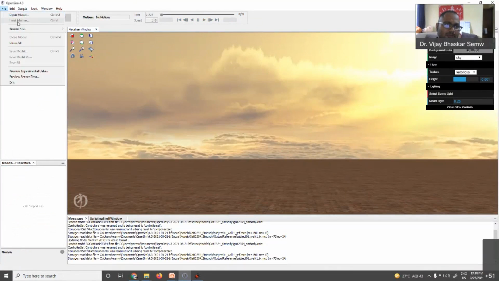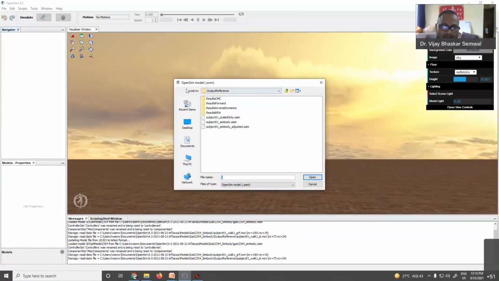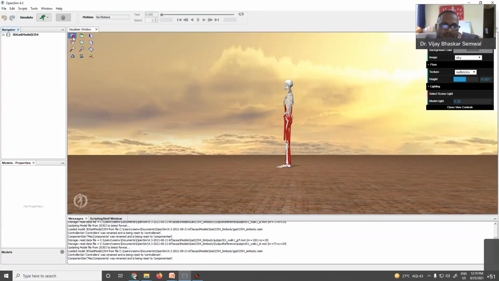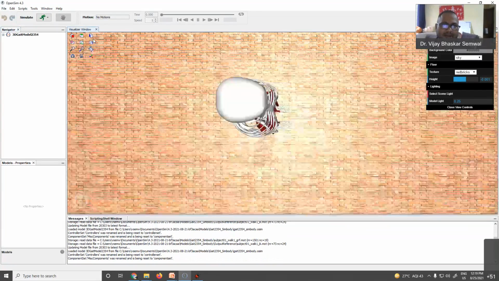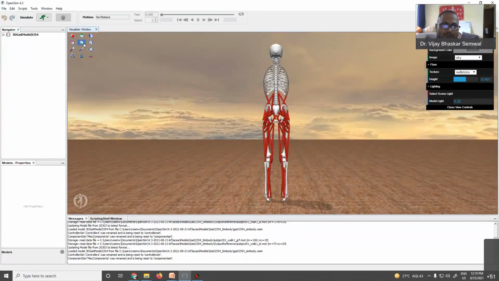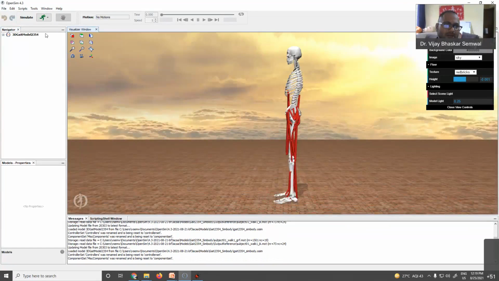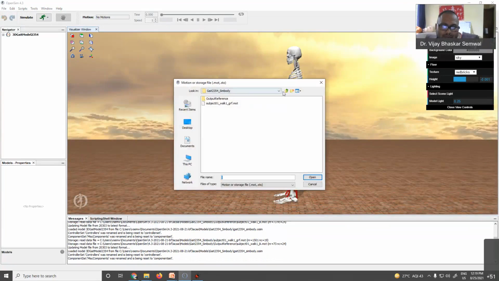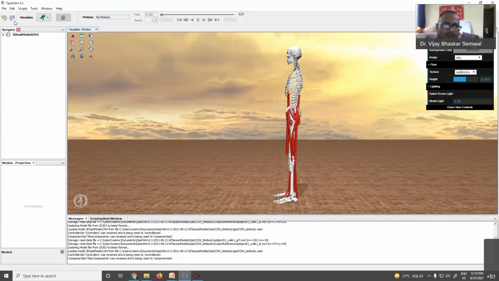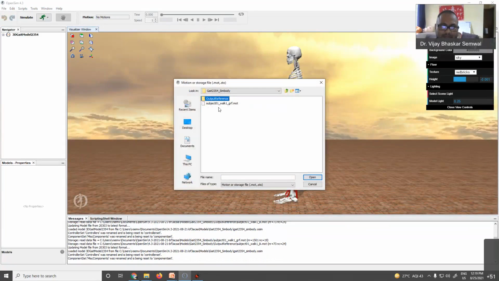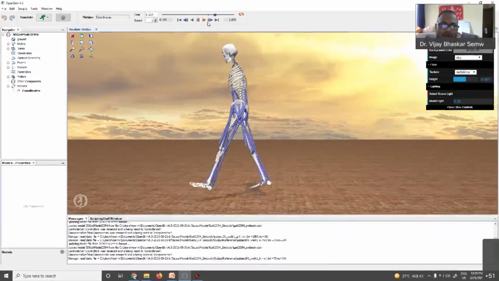So what you can do, you have a certain model of human beings. You can see the different planes, sagittal plane, frontal plane, top view, side view, different views. You can put the motion in so that the machine can move. You can capture the motion file, and the motion file you can load from here.